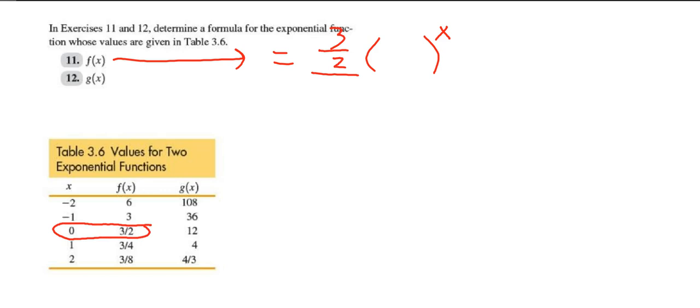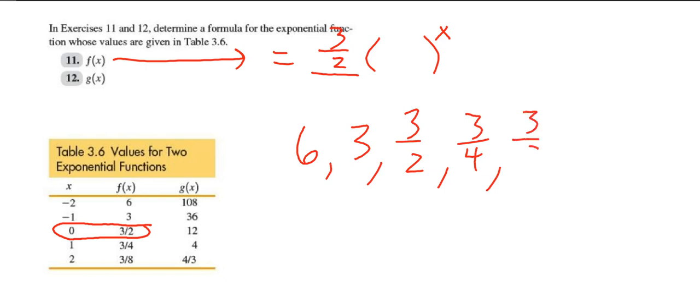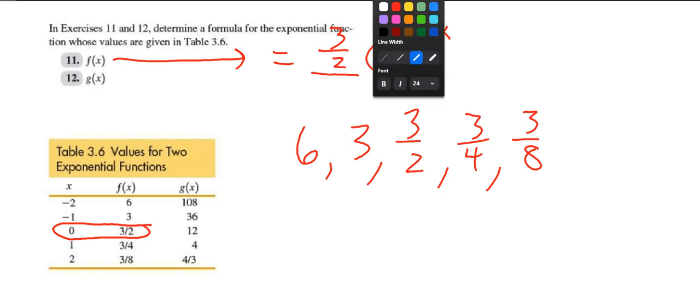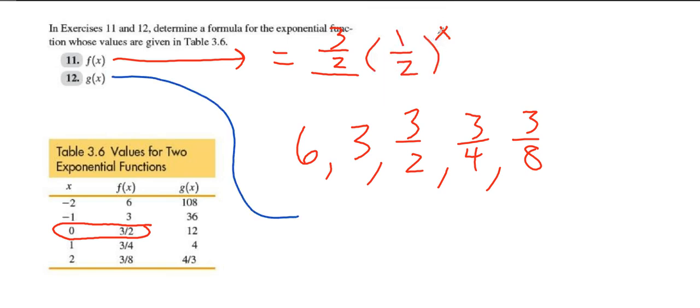Better question is, what are we multiplying by each time? So we're going from 6 to 3 to 3 halves to 3 quarters to 3 eighths. There's no way we can be multiplying by 2 every time. It is 1 half that you're multiplying by every time. So if you had this, you are correct for question 11. Okay? Do question 12. Find g of x.